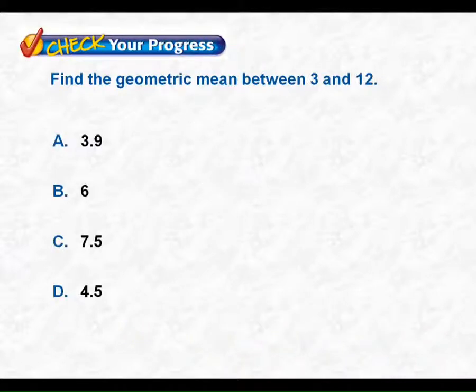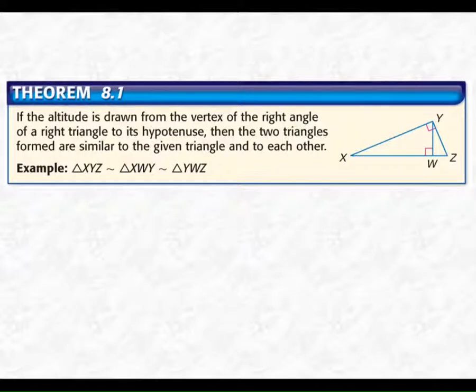Okay. Between 3 and 12, we won't go through this one. We know it would be the square root of 36, which is 6, right? Multiply those together, take the square root. Okay. All right, so now we have 3 theorems this chapter. Here's the first one.